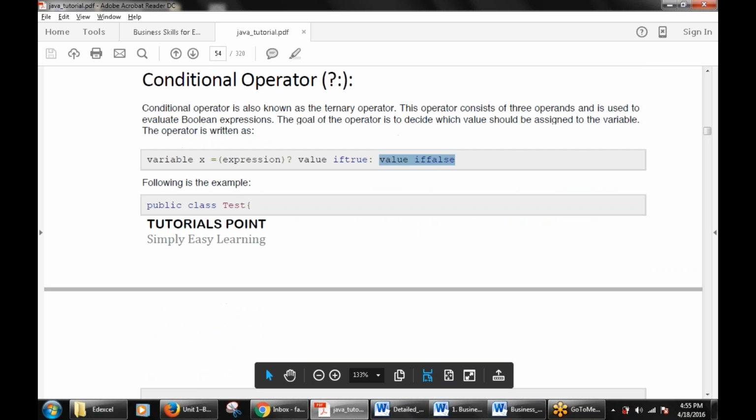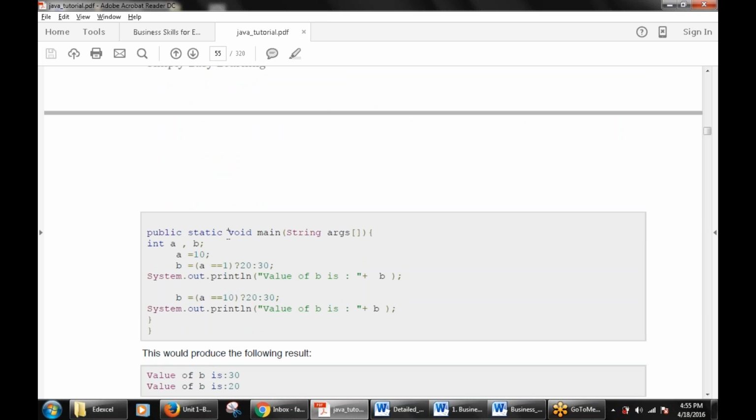Again, the same class will be used. The public class Test. Then static void main String args. There are two variables that are defined over here.